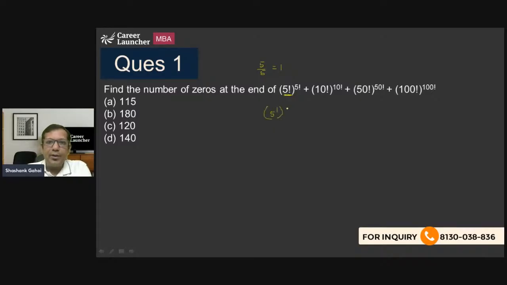And what is the power here? That's going to be 120. 5 factorial is 120. 10 factorial means 2 power. So basically it is going to be 5 power 2 into 10 factorial. So 1 into 120. So the first number has 5 power 120.